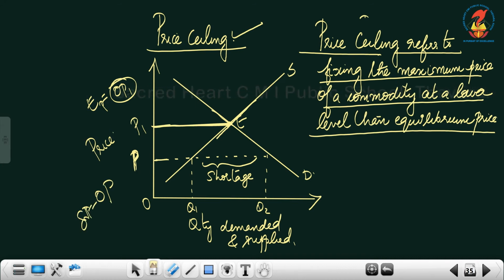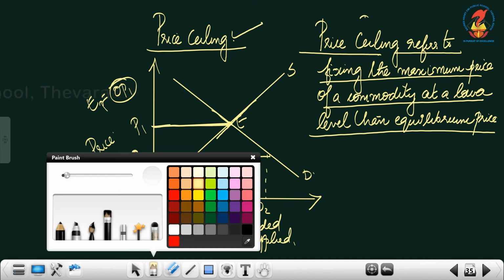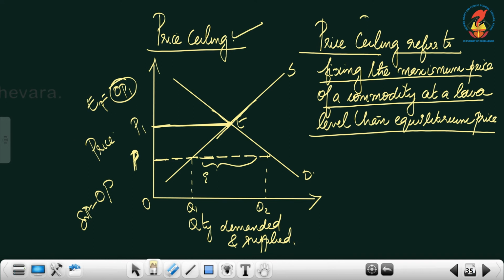Now, at OP you can find, if you extend a line just as what we have done before, there is excess of demand. Here you can find there is excess of demand, isn't it? Excess of demand. Okay. Now, when there is excess of demand, the government has to meet that excess of demand, isn't it? Government has to meet that excess of demand.